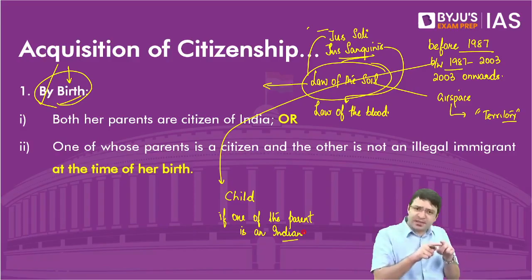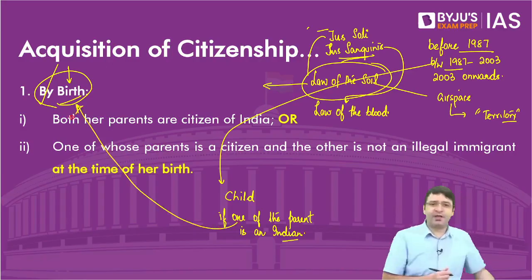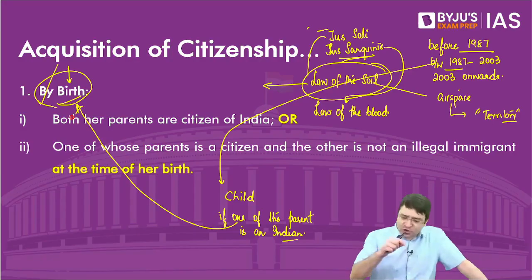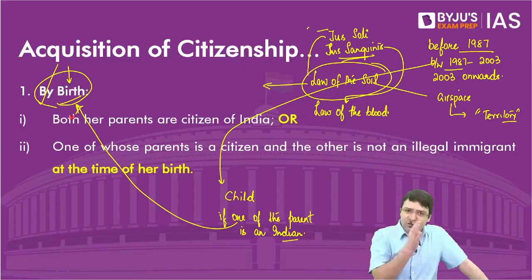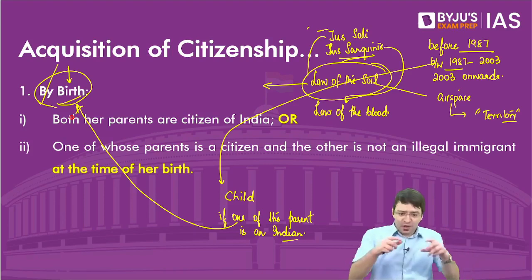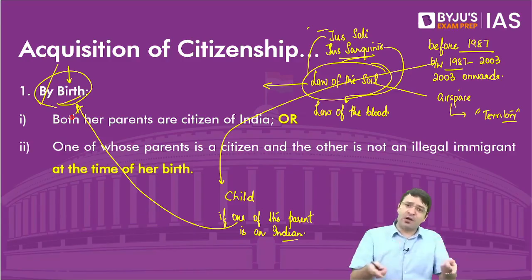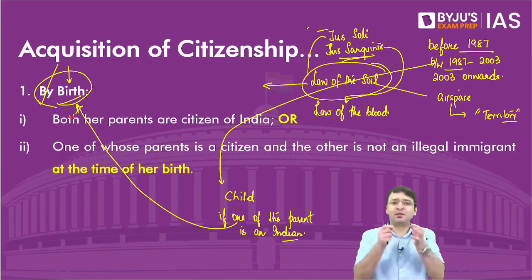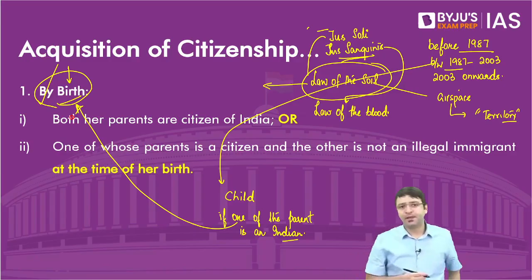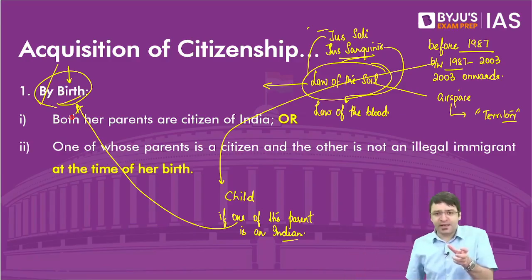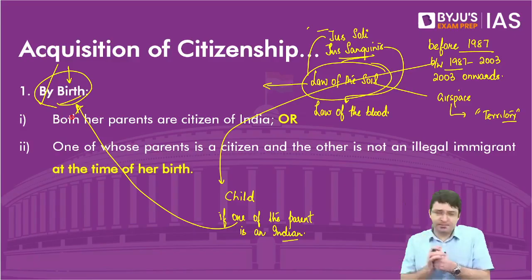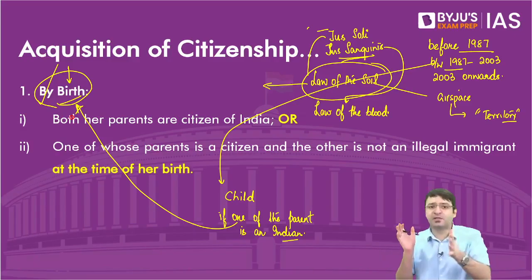If one of the parents is an Indian, you are a citizen of India by birth. That means we shifted from jus soli, law of the soil, to jus sanguinis, law of the blood. If you're born on the soil of India, but by blood you're related to an Indian, one of the parents is an Indian, only then can you be a citizen of India by birth. But when one of the parents is an Indian, the other parent can be anybody, can be a foreigner as well, can be an illegal migrant as well.